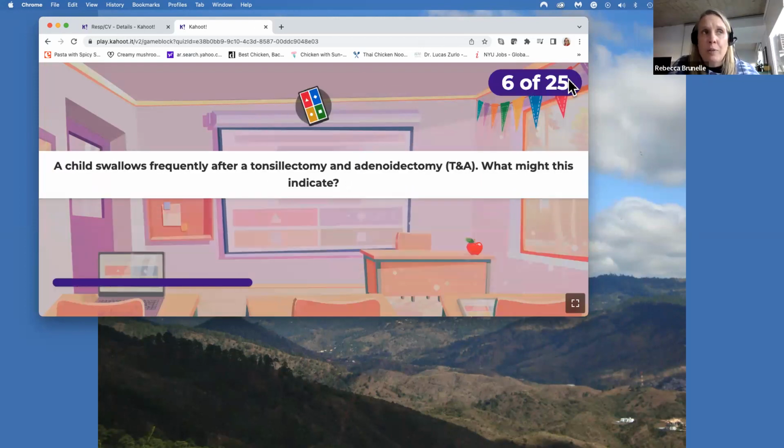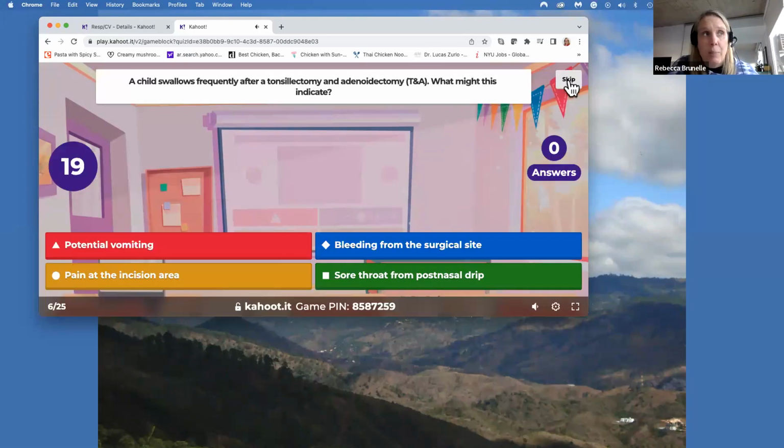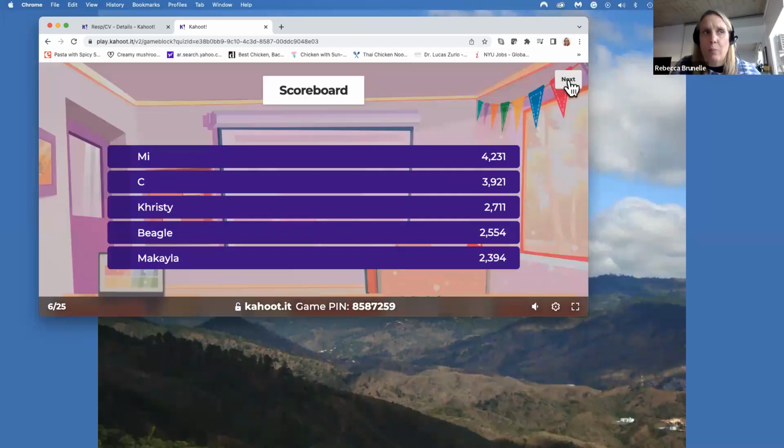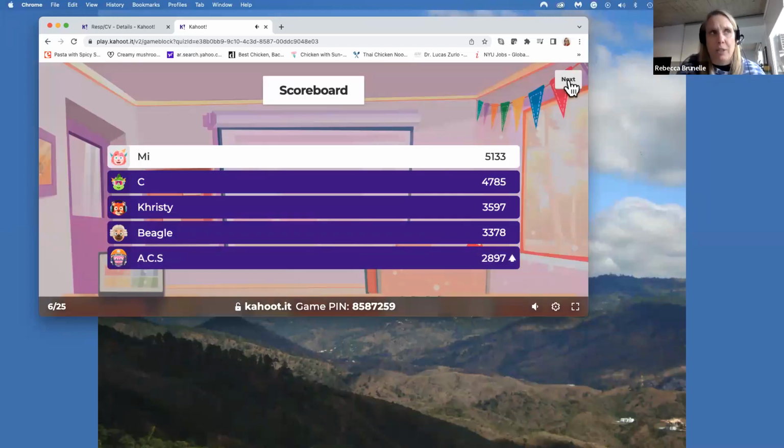A child swallows frequently after a tonsillectomy and adenoidectomy. What might this indicate? Potential vomiting, pain at the incision area, bleeding from the surgical site, or sore throat from postnasal drip? So yeah, you're worried about bleeding at the surgical site if they're swallowing all the time, because you won't always see the blood since it's a little bit farther down in their throat. So you need to report that to the provider or the surgeon if you're taking care of a patient that's had a T&A.